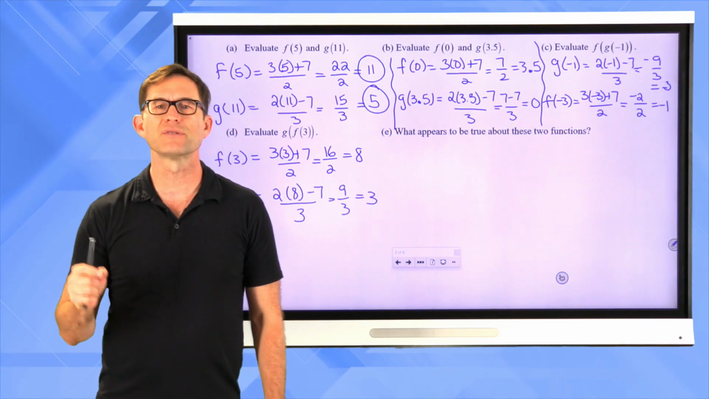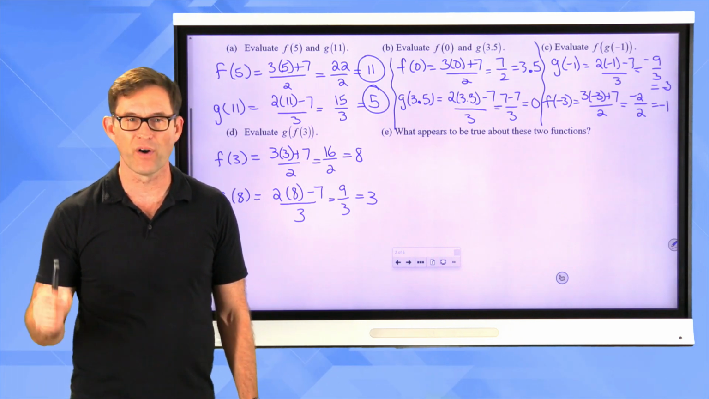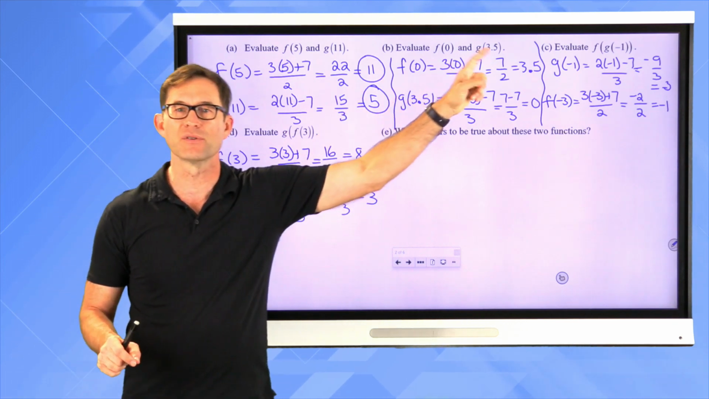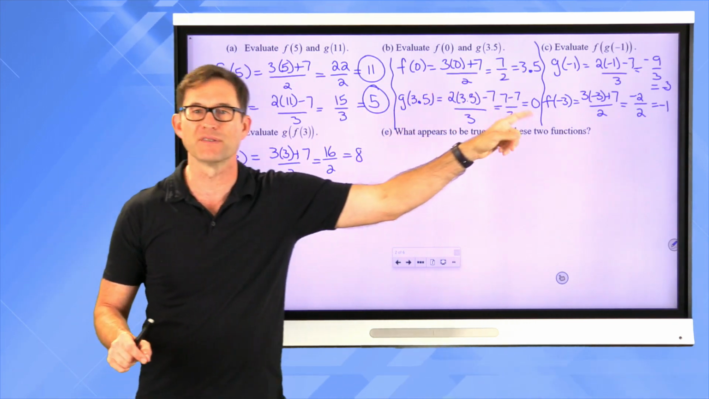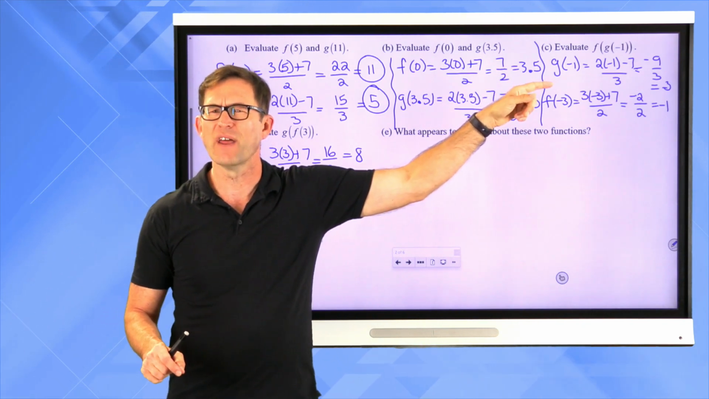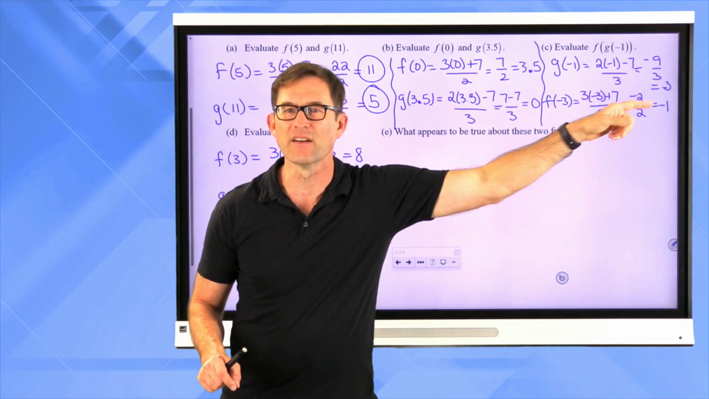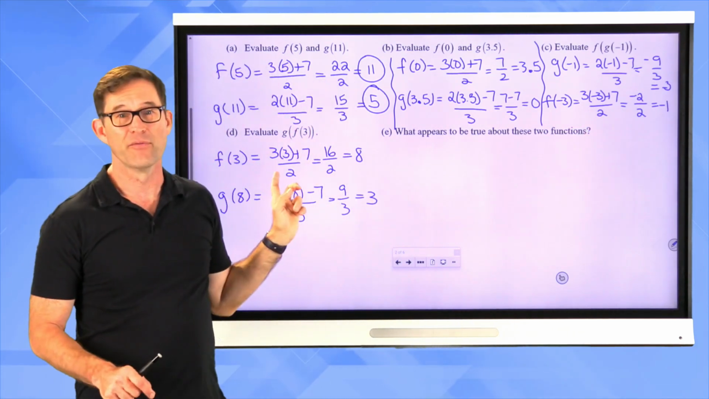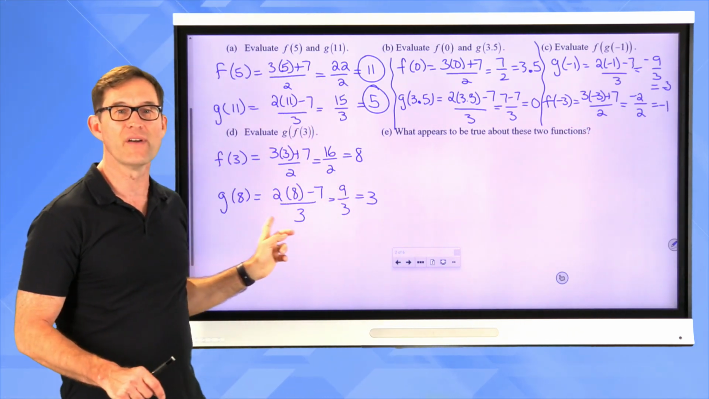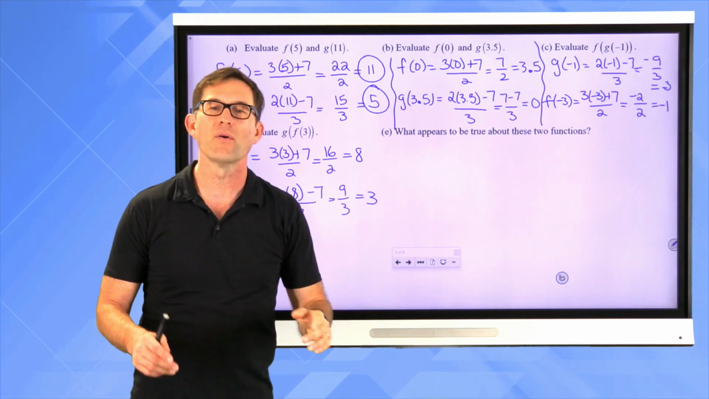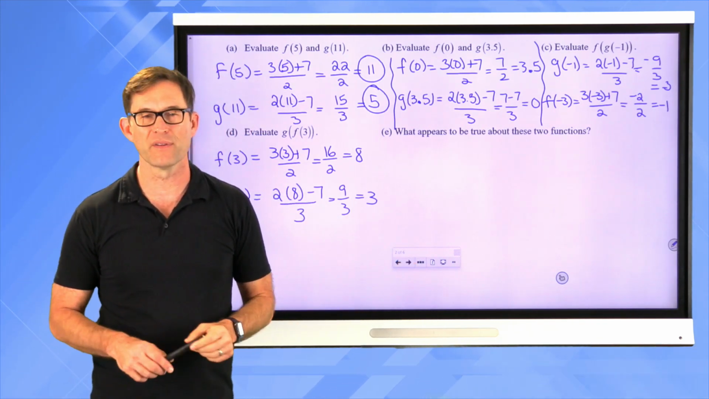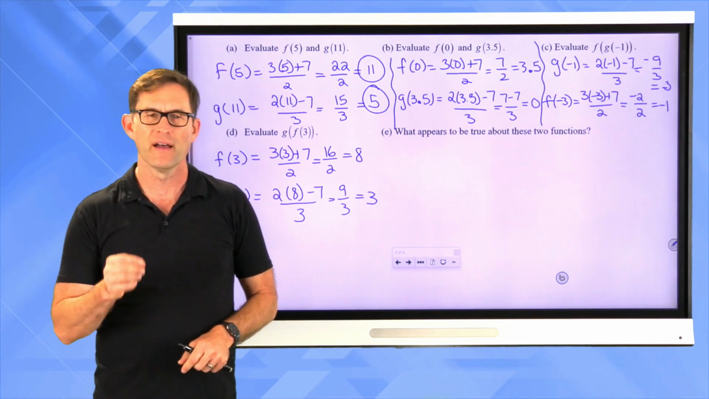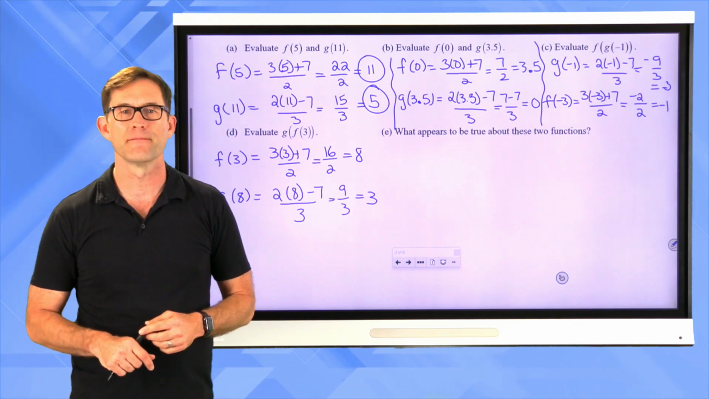So what appears to be true about these two functions? f of 5 is 11, g of 11 is 5. f of 0 is 3.5, g of 3.5 is 0, right? g of negative 1 is negative 3, and f of negative 3 is negative 1. f of 3 is 8, and g of 8 is 3, right? What appears to be true about these two functions? It might be even hard for you to write this down, but pause the video now and see if you can say what's going on here.